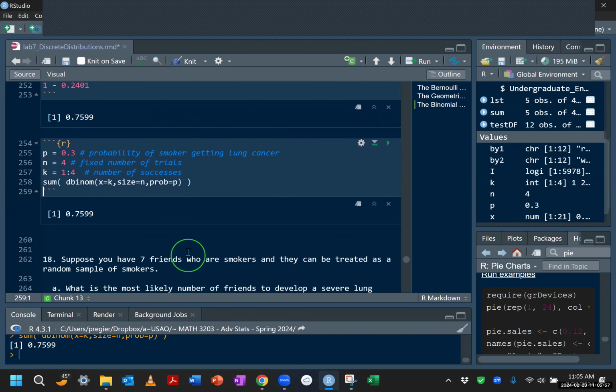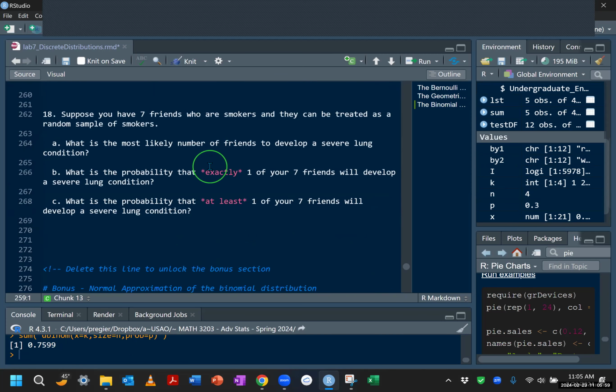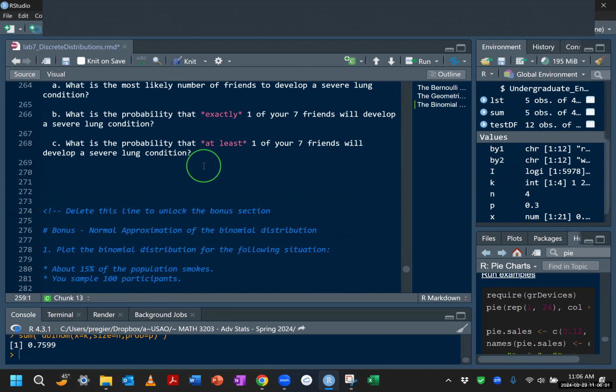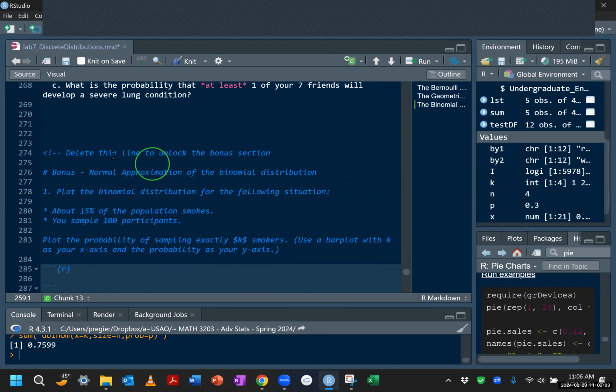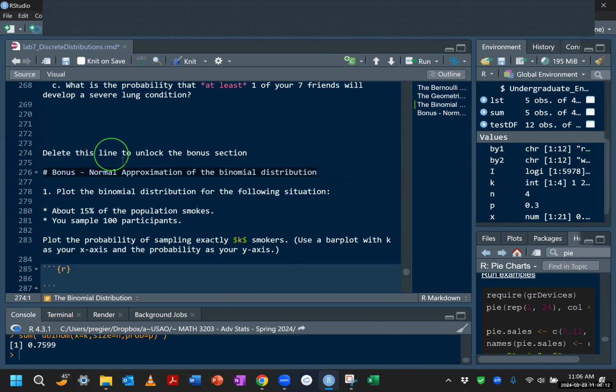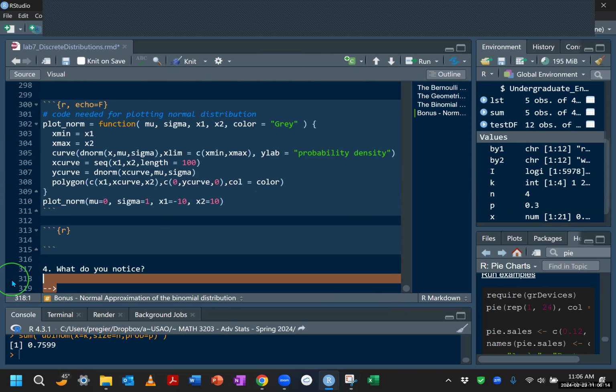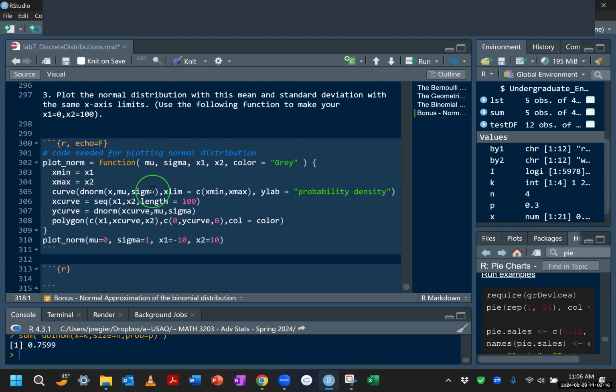Very good. So it looks like you just have 1 problem to practice doing some of the same calculations, and of course a pretty cool extra credit assignment. So to unlock the extra credit, you delete what's called an HTML comment, and then you can work on it if you choose to do so. All right, we'll see you in class or in the next lab video.